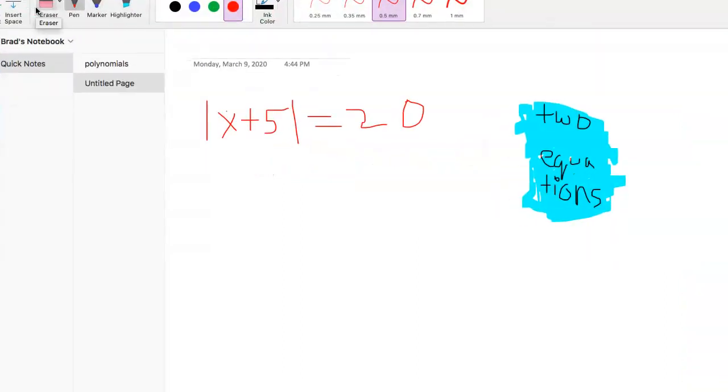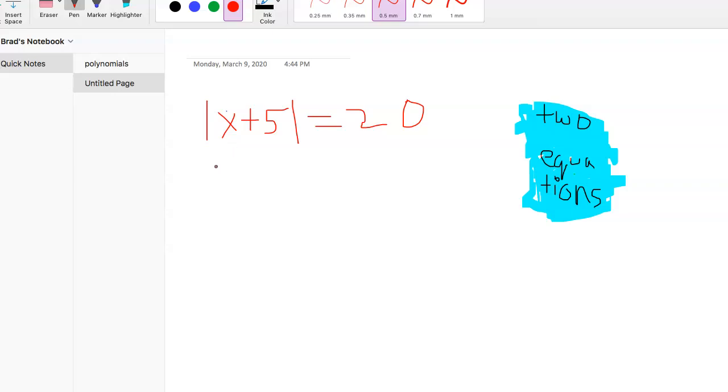So we are going to be doing some absolute value today. Okay, so absolute value, it can look confusing, but really once you get used to it, pretty simple. You can see we have highlighted over here where it says two equations. When we're doing this, it's always going to be, right, so here we have the absolute value of x plus 5 equals 20.